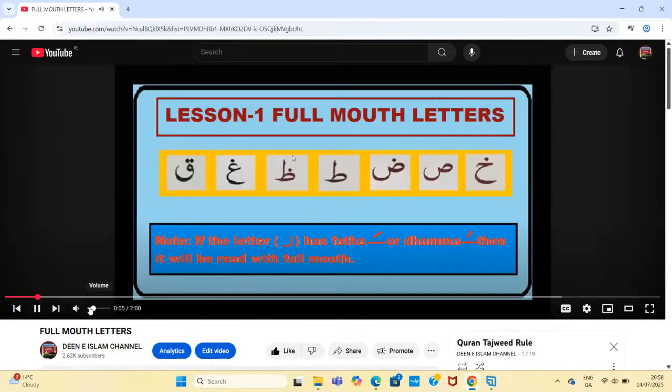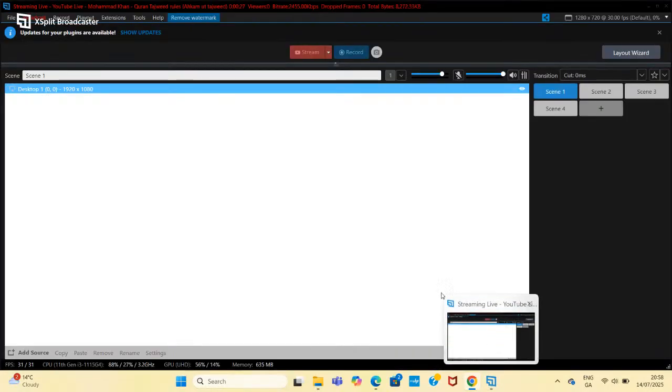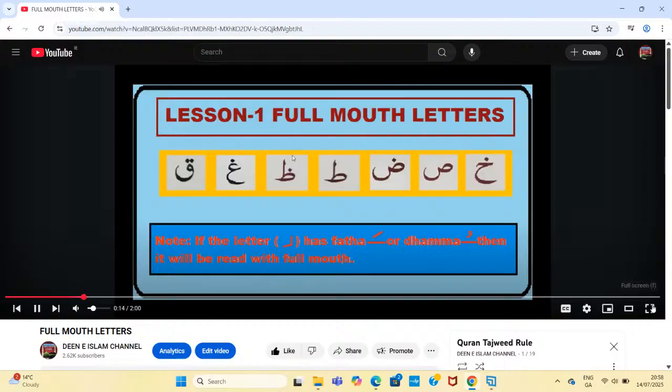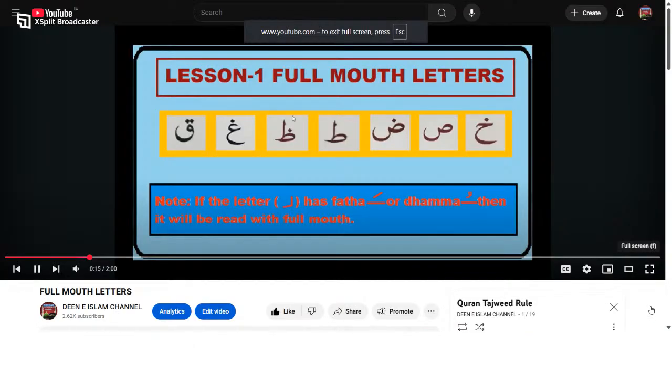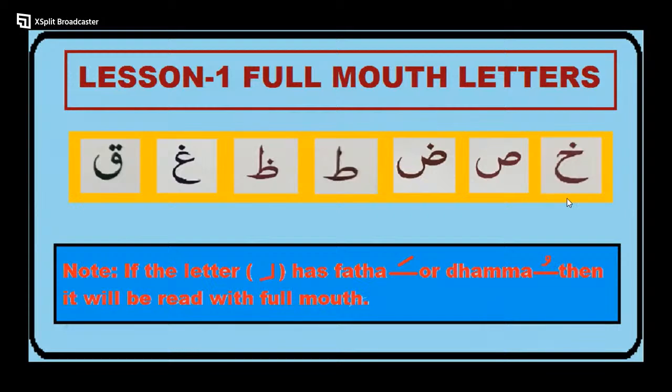Wa rahmatullahi wa barakatuh. Now, inshallah, today we are learning lesson number one, full mouth letters. In the Arabic letters from Alif to Ya, there are seven full mouth letters. Full mouth letters mean the letters we read with the full mouth, the hard sound, heavy sounds. So, let's revise.